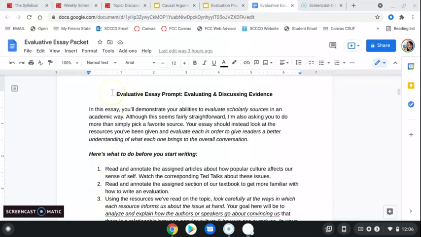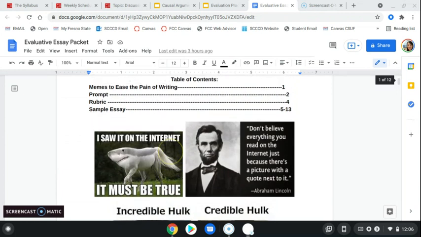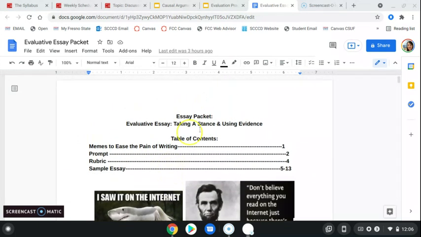Hi, everybody. So, in this lecture, we are going to be talking about your next essay, which is an evaluative essay. So, I'm going over the prompt for you today. So, this is our essay packet, and I just realized I started on the second page instead of the first. This is the first page of our essay packet.